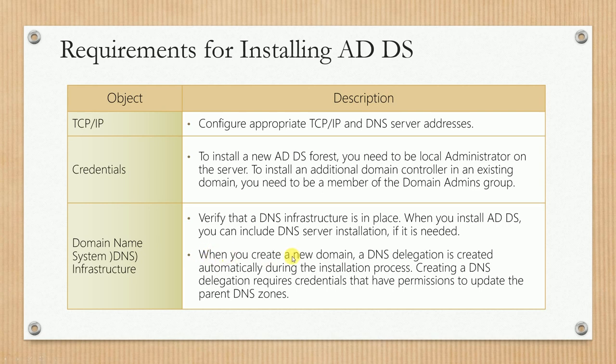When you create a new domain, a DNS delegation is created automatically during the installation process. That means when you are installing your Active Directory server, the DNS will be part of your installation, or you can create a DNS in a separate server also. Whatever you like. Creating a DNS delegation requires a credential that has the permission to update the parent DNS zone. So if we have another DNS zone, it needs permission to update the parent DNS zones.